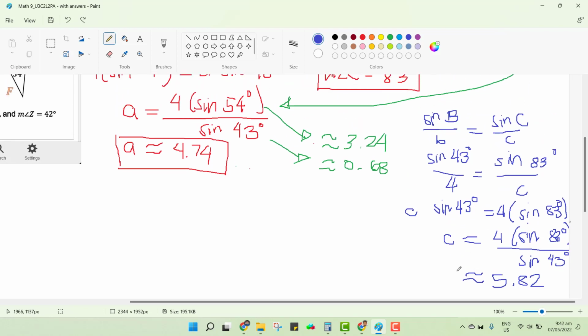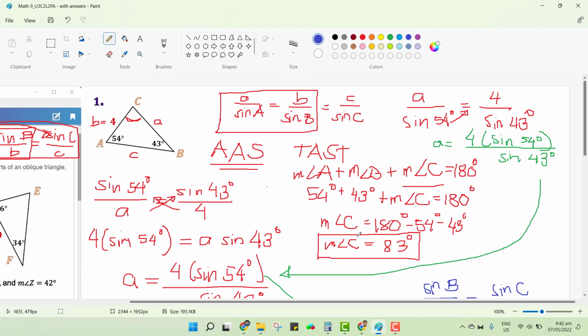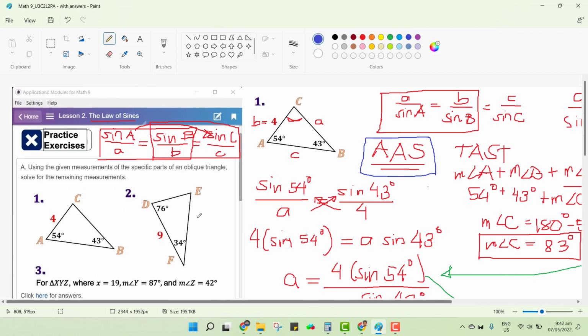We have solved the unknown measurements using the sine or the law of sines. Okay? But the measurement of angle C can be solved already using the triangle angle sum theorem since two angles are already given. This first situation is under AAS. And if you see a situation later with the same AAS, you could always use the law of sines. Let's proceed to number 2.